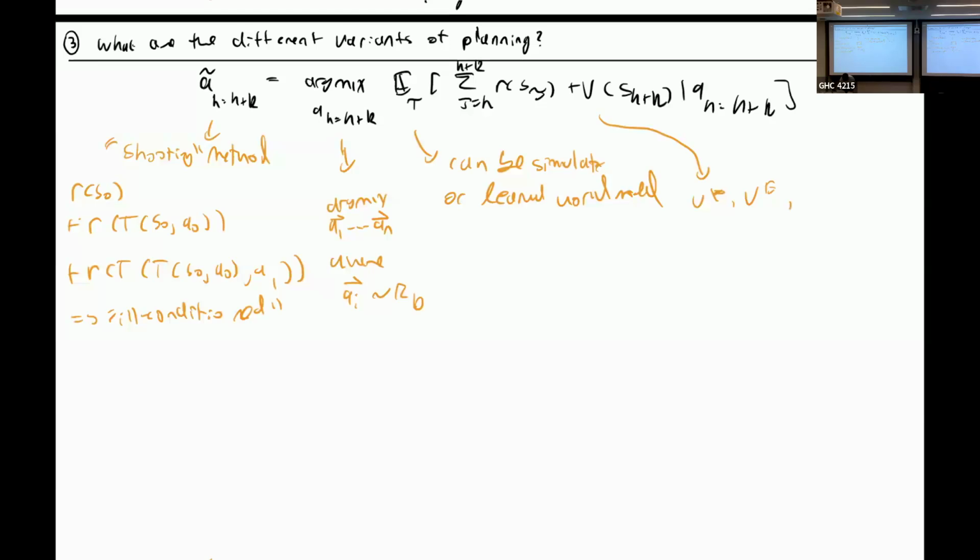And you can also imagine this being V of whatever your base policy is, and then this is just a multi-step version of policy iteration like we talked about.